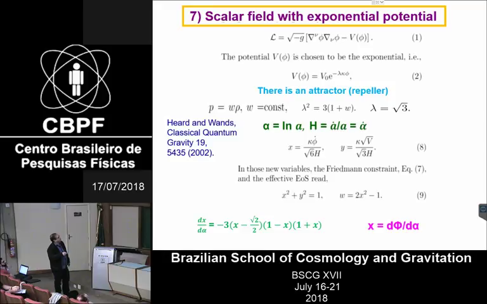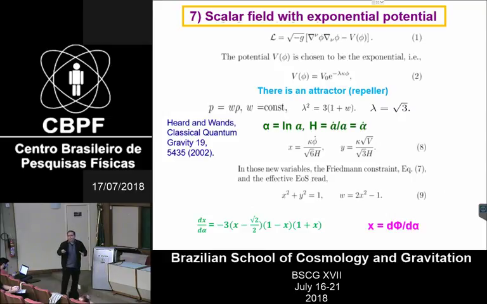So this is the action for the scalar field, with an exponential potential here. I will describe the classical description for the exponential potential using this paper here, Heard and Wands. So I will define this w as p over rho, and I will show this in more detail afterwards. There is an attractor in the expanding phase, and a repeller in the contracting phase, where this ratio between p and rho is a constant, and this constant w is related to this lambda here in this way.